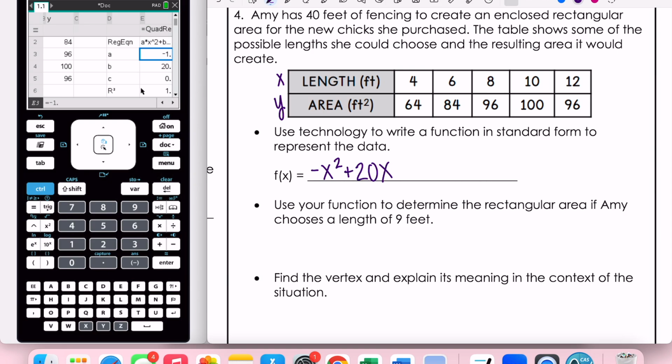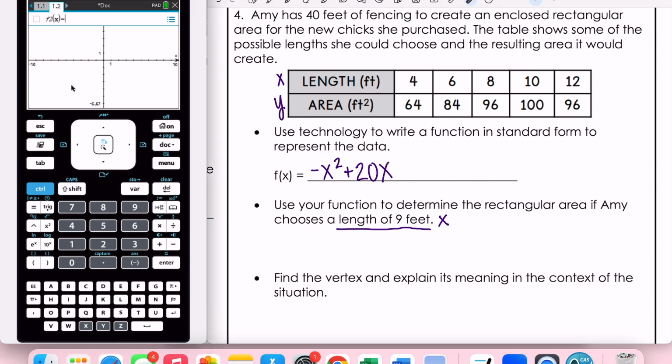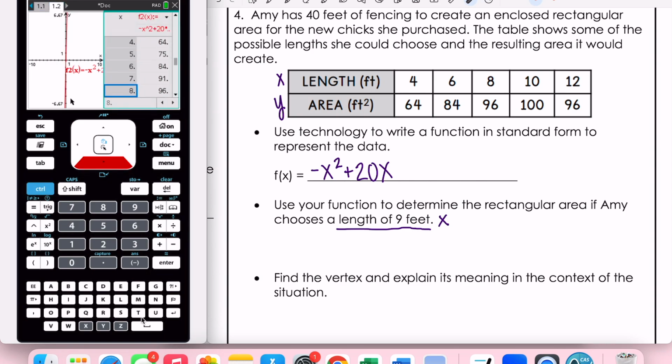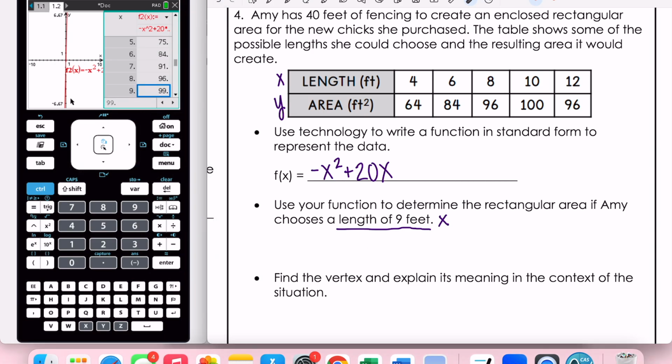Next, the next question wants us to determine the rectangular area if Amy chooses a length of 9 feet. So having a length of 9 feet, this is my x value. So again, there are 2 options I can take. I can plug 9 in for x. Because this is a whole number, I can also open up a graphing window, and type in -x squared plus 20x. Then I can press enter, and I can press Control T, and I can go to where x is equal to 9. And I will see that when I have a length of 9 feet, I can expect to have an area of 99 feet squared.